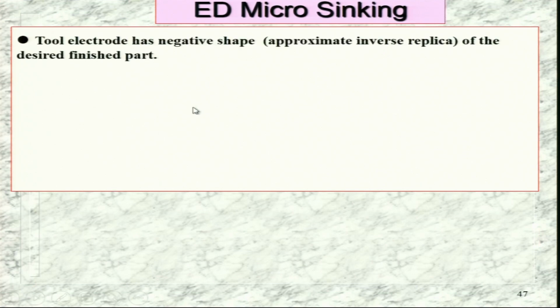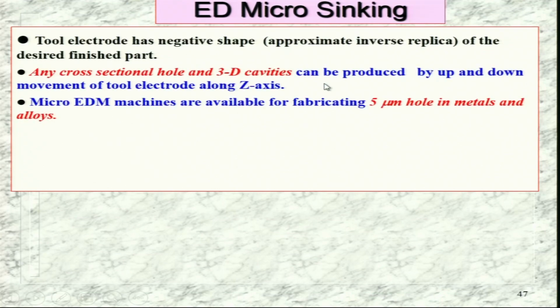Electric discharge micro sinking operations. Tool electrode has negative shape, approximate inverse replica of the desired finished part. Please note it carefully, I am using the words approximate inverse replica, because you cannot get an exact replica unless you go for thorough tool design, keeping in view the machining conditions, tool material, workpiece material, dielectric conditions and so on.